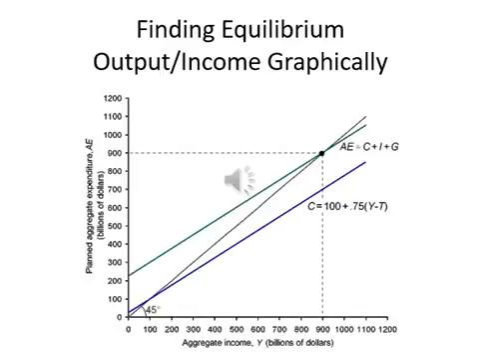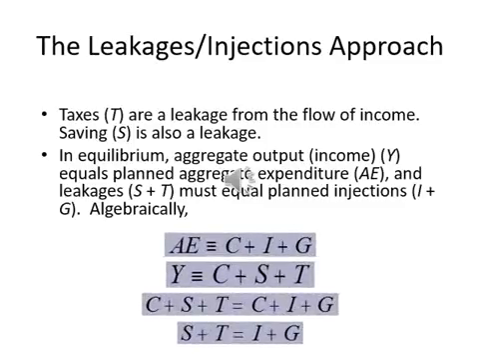Figure shows finding equilibrium output/income graphically. The leakages/injections approach: taxes, T, are a leakage from the flow of income. Saving, S, is also a leakage. In equilibrium, aggregate output, income, Y, equals planned aggregate expenditure, AE, and leakages, S and T, must equal planned injections, I and G.